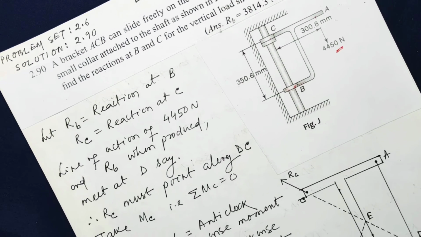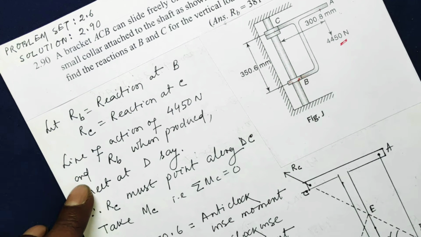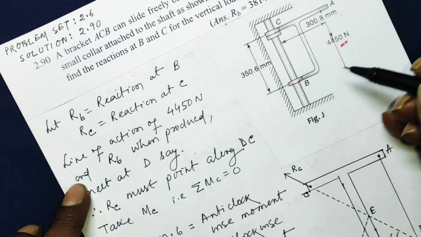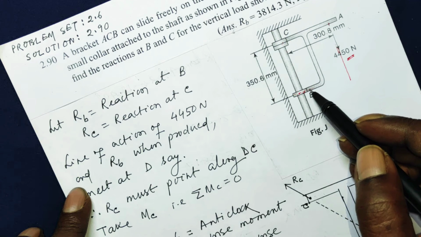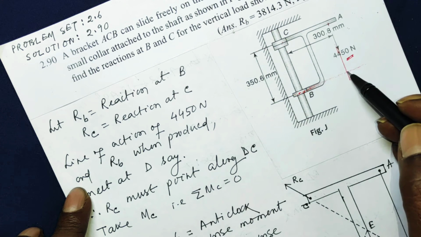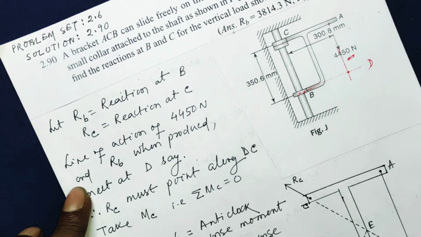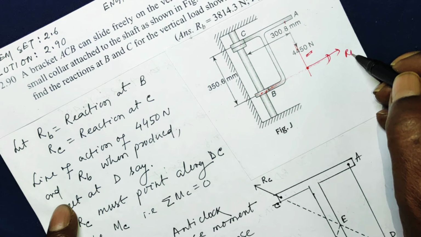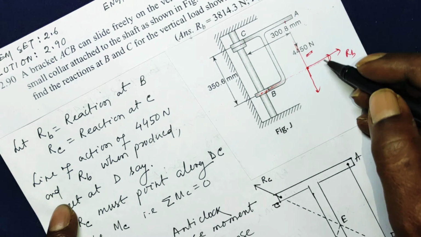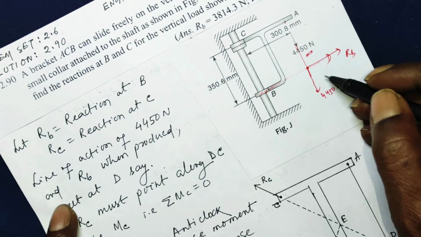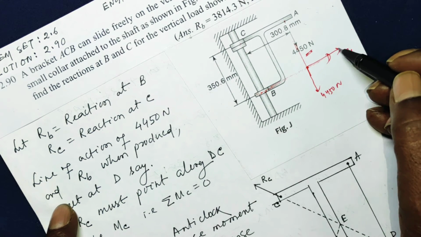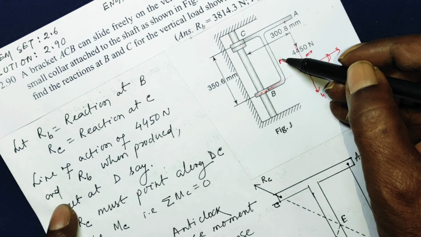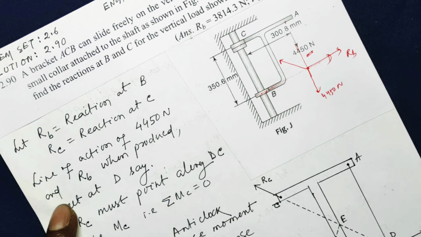Now let RB be the reaction at B, RC the reaction at C. If I produce the line of action downward, and the reaction RB to this side, they will meet at this point, and let that point be D. Now RB is to this side and this vertical load 4450 Newton is to this side. So the resultant of these two will be pointing to this side. To balance it, there must be another force pointing in this side. And what is that? That will be the reaction.